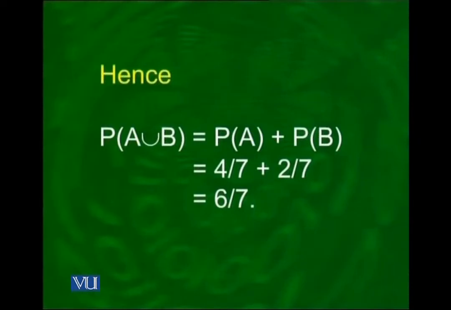Lekin students, hamara question to ye tha ke what is the probability that either A wins or B wins. Aur chunke hum ye assumption kar hi chuke hain ke these events are mutually exclusive, koi se do horses ikatthe win nahi kar sakte, to phir zahir hai ke we will apply the special case of the addition theorem. As you now see on the screen, the probability of A or B is equal to the probability of A plus the probability of B, that is 4 by 7 plus 2 by 7, and that is equal to 6 by 7.